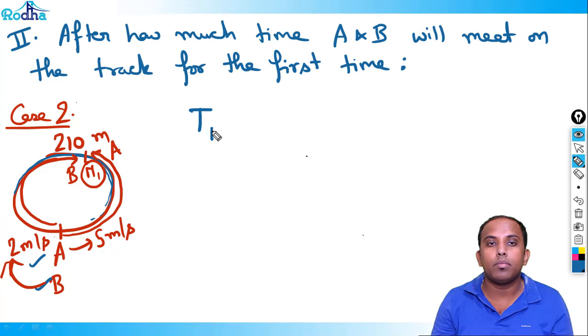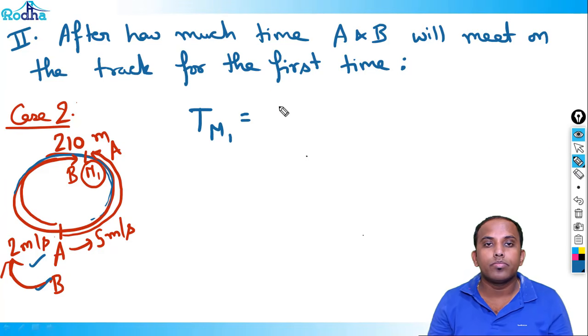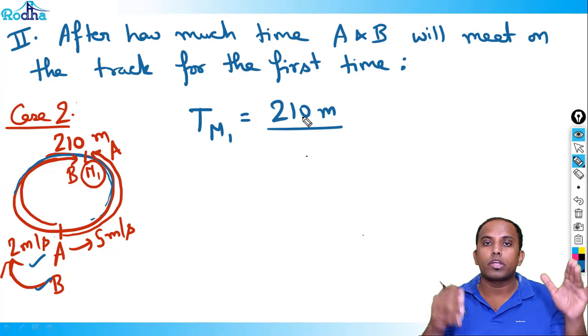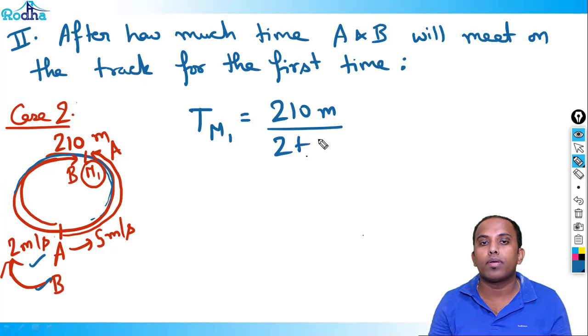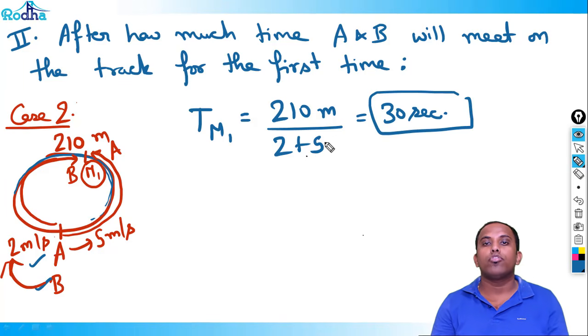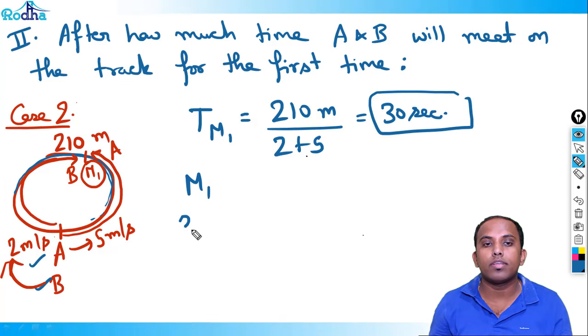Time taken for M1 is equal to distance covered, 210 meters, at the relative speed. Both are running in opposite direction, so the speed is 2 plus 5, that is 7 meters per second. So 210 by 7, that is 30 seconds. So the first meeting will happen after 30 seconds.